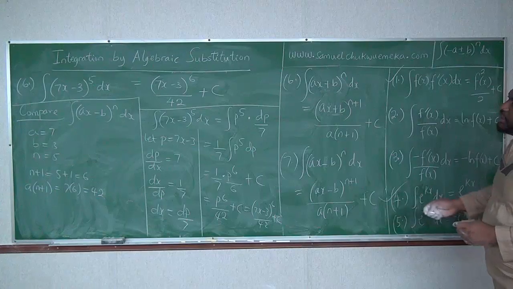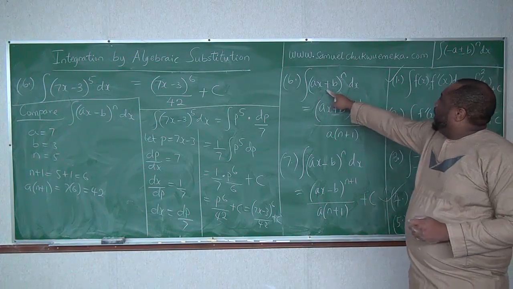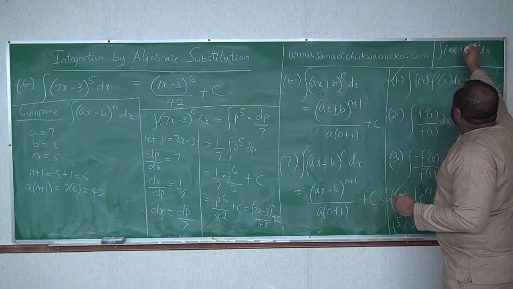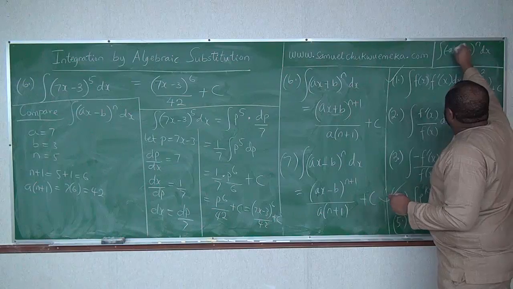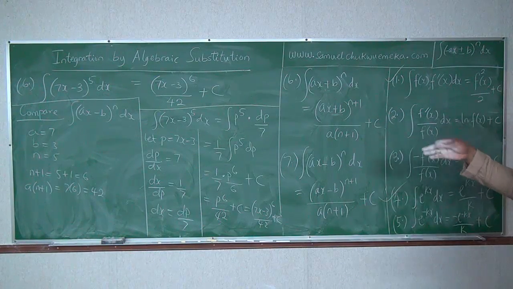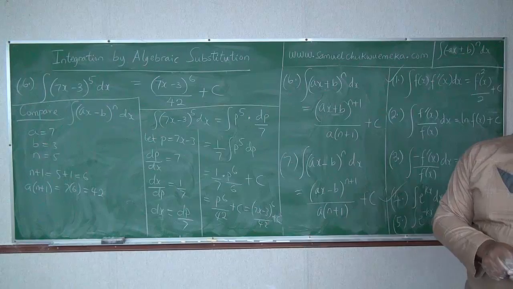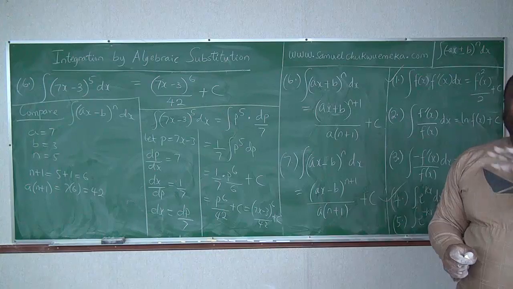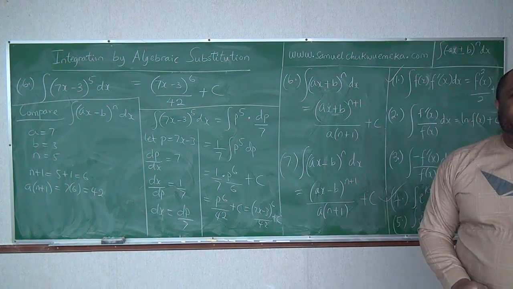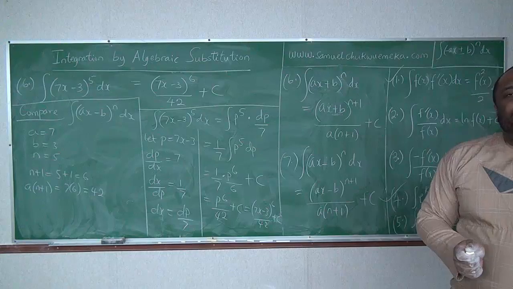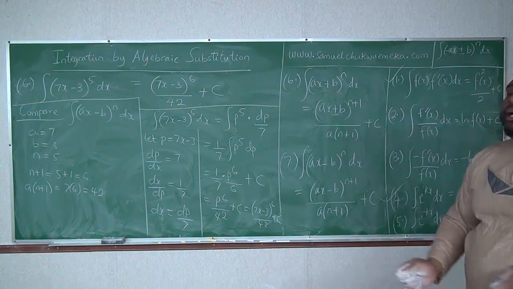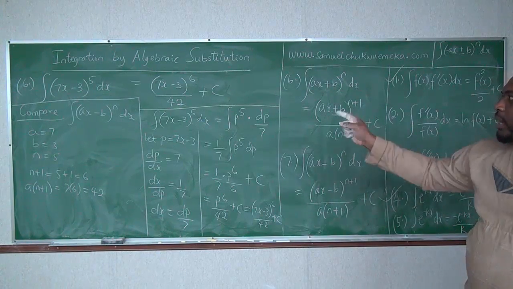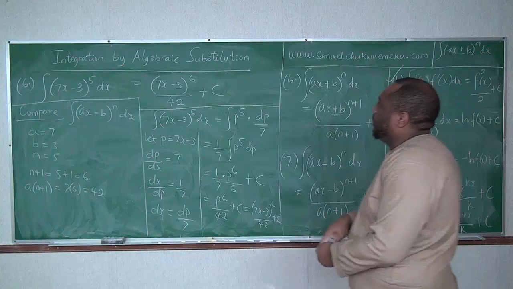So what we just changed is the a: instead of ax, we have negative ax plus minus b. You will still solve it by algebraic substitution, but I want you to find the standard integral for it. And check your work with my work on my website. This is part 1.